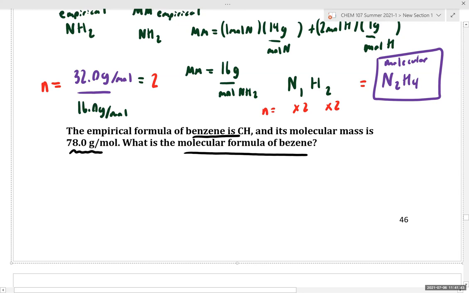And I'd like to see multiple students sharing their proposed molecular formulas for benzene. So let's work through this example, and then we'll discuss in 3 to 4 minutes.